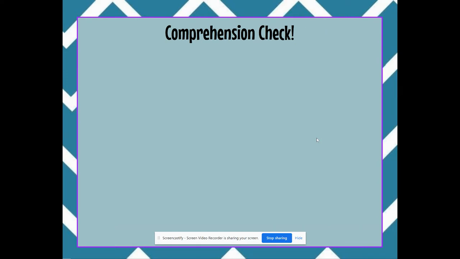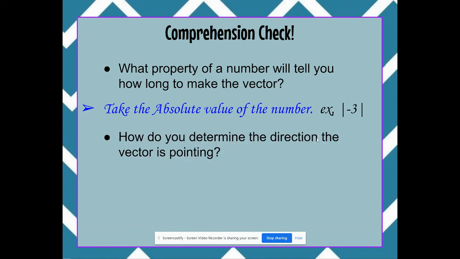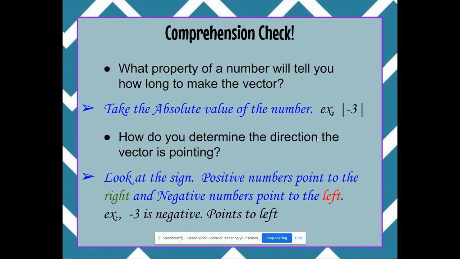Let's take a look and summarize what we just did. What property of a number will tell you how long to make the vector? That would be the absolute value of the number, the distance the number is away from 0. How do you determine the direction the vector is pointing? Look at the sign. Positive numbers point to the right, and negative numbers point to the left. Example, -3 is negative, so that vector points to the left.